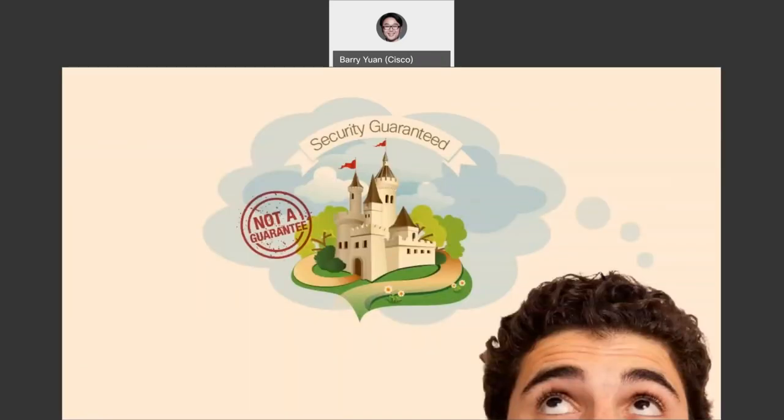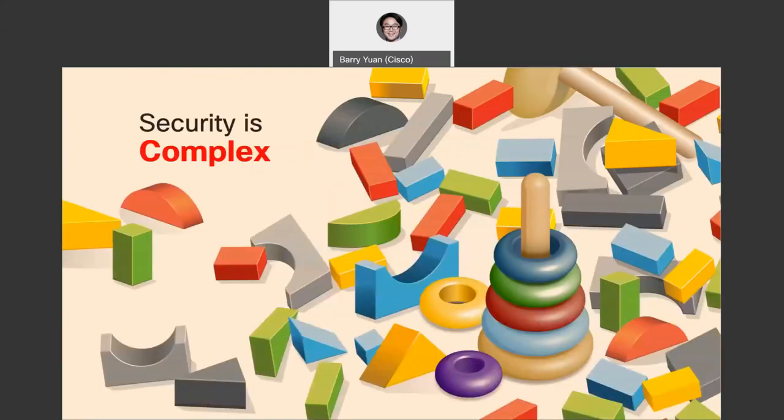We all know that there are so many security vendors out there today, and typical vendors promise solutions, but ultimately they just deliver poor products, and customers are left to implement and manage those products to the best of their ability. Is this security guaranteed? Of course not, and there's no such thing as a silver bullet when it comes to security, right? And that's because security is very complex.